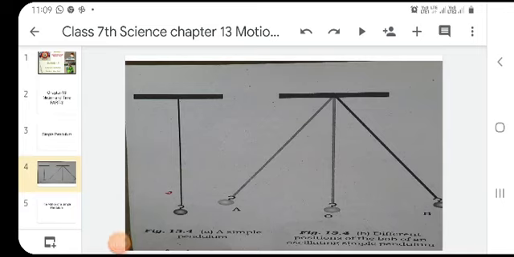The extreme positions, you can take E1 and E2, meaning A or B, are the positions of the bob where the distance of the bob from its mean position is the maximum. This is the distance of the bob from O to A and from O to B.